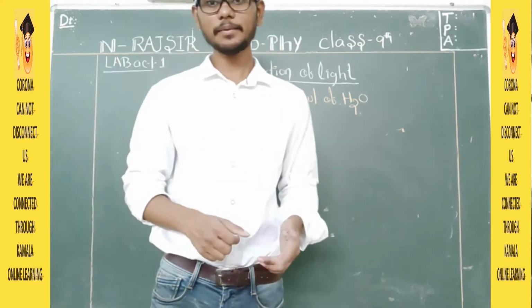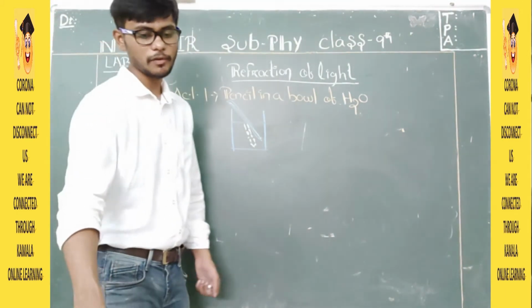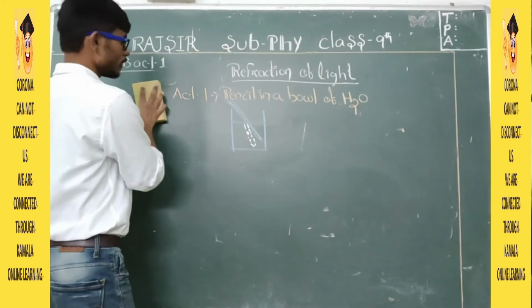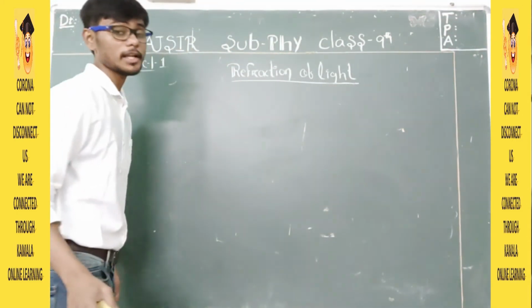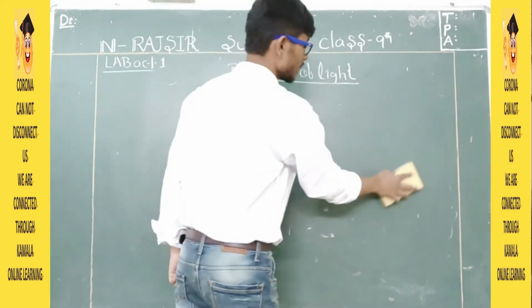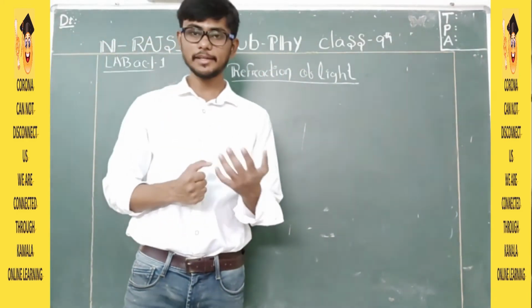Now, activity number 2. What exactly is activity number 2? I said we will get an idea about reflection. In activity number 2, we will get an idea about reflection. Means a question will arise: why is this thing happening? This is our observation number 2, or activity number 2.